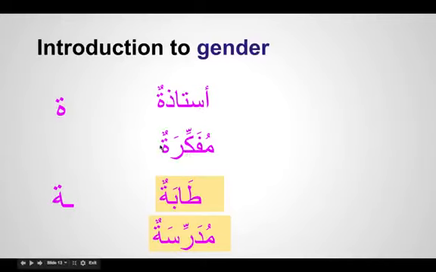Mufakkiratun means a female thinker. Mufakkir means one who thinks. Mufakkiratun means the female who thinks. Again here, talibatun, the lam has been missing, and talibun, talibatun, mudarrisun, mudarrisatun.